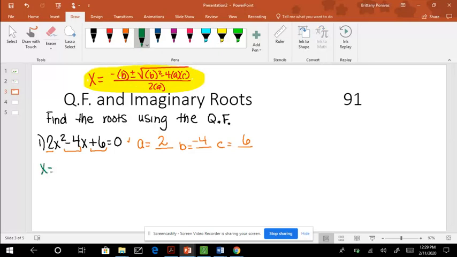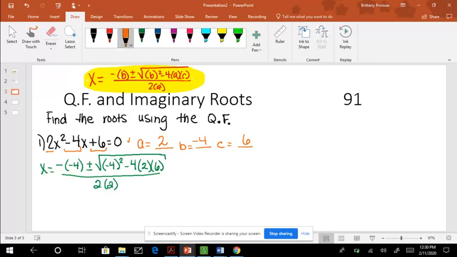So x equals negative, instead of the b, negative 4, plus minus the square root of b squared, so negative 4 squared, minus 4 times a, which in this case is 2, times c, which in this case is 6, all over 2 times a, which is 2. On the outside, this negative 4 just becomes a positive 4, plus minus. We have to simplify what's underneath the radical. I'll come back to that. And in the denominator, 2 times 2 is 4.